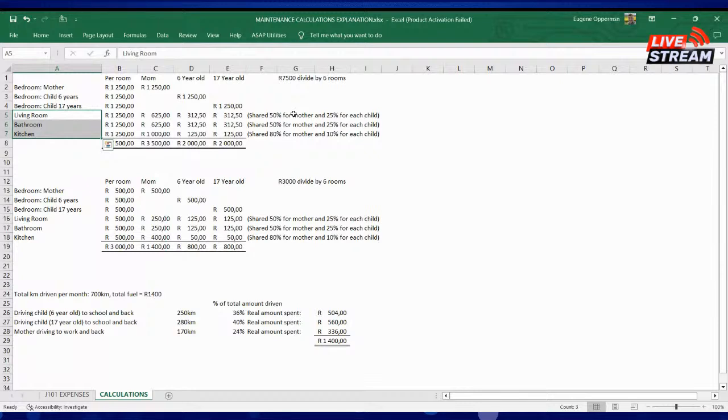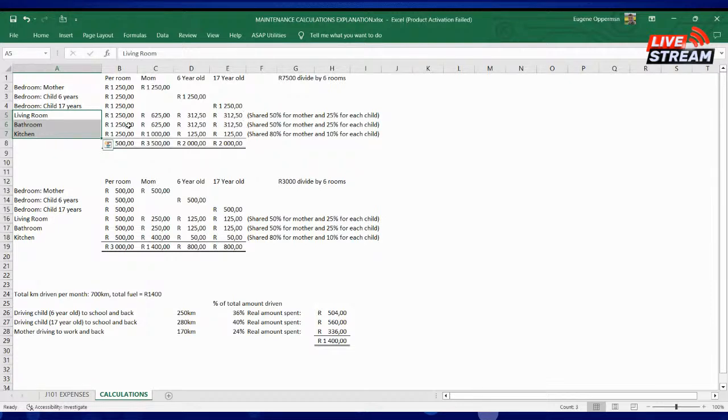Mom should spend most of her time there when she's at home, so she uses it 50%, and the children only use it 25%. Same goes for the bathroom. Not the same with the kitchen. The kitchen, we actually allocate to say mom uses the kitchen about 80% of the time, and the children each only 10%, in order to get to a figure.